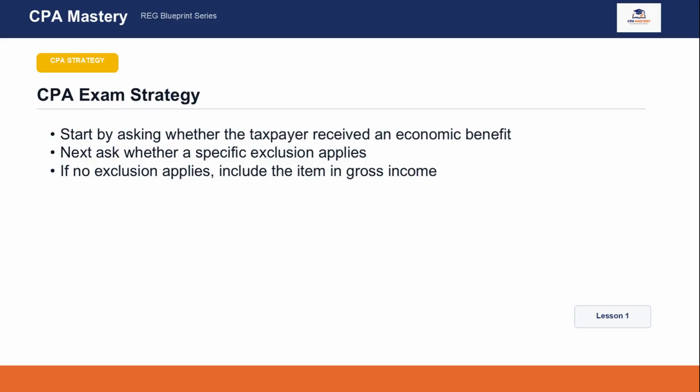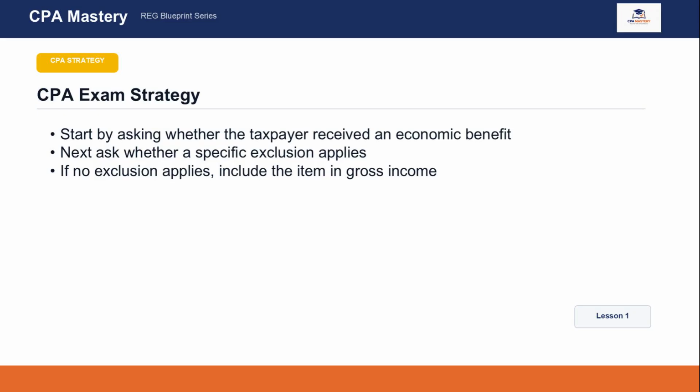Here's the simple process I want you to use on exam day. Step 1. Identify the economic benefit. Ask yourself whether the taxpayer received cash, property, services, or some other measurable value. Step 2. Check for an exclusion. Look for a rule in the tax code that specifically removes the item from gross income. If you do not find an exclusion, your default answer is that the item belongs in gross income.